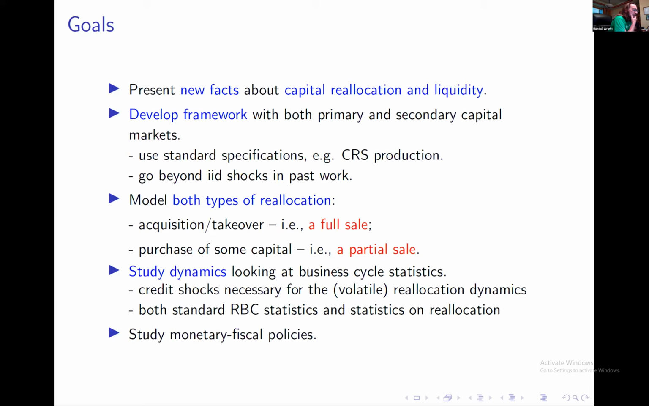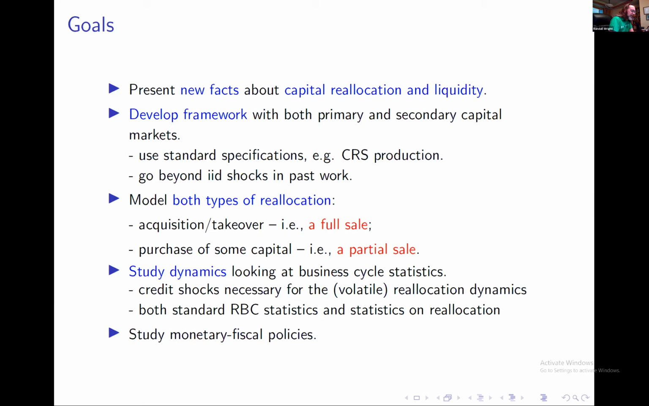We also want to go beyond looking at, say, comparative statics or steady states. We want to study dynamics in the sense of real business cycle theory, not in the sense of endogenous dynamics, but responses to shocks. We want to show the model actually can match standard real business cycle statistics. In some sense, the textbook RBC model is a special case. But we're also going to show it matches the capital reallocation facts once we incorporate two shocks. We're going to argue you need two types of shocks, in particular credit shocks, as well as technology shocks. And we're also going to talk about policy, time allowing.